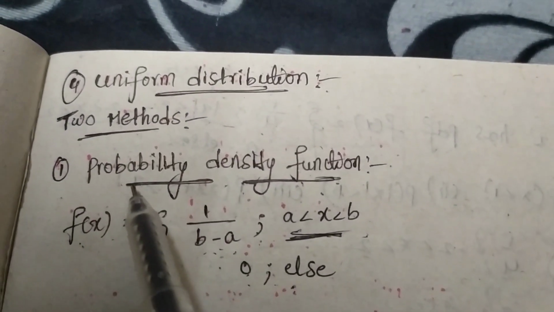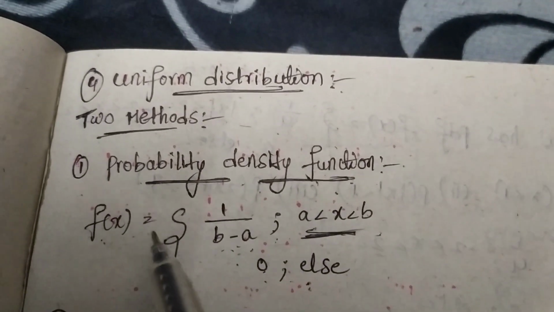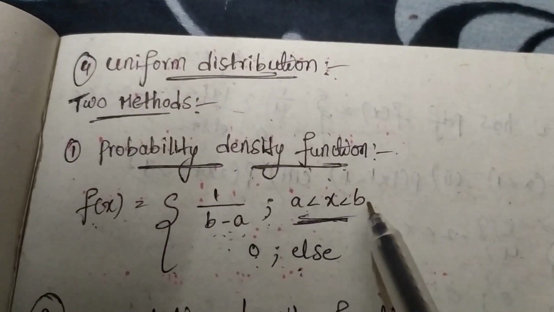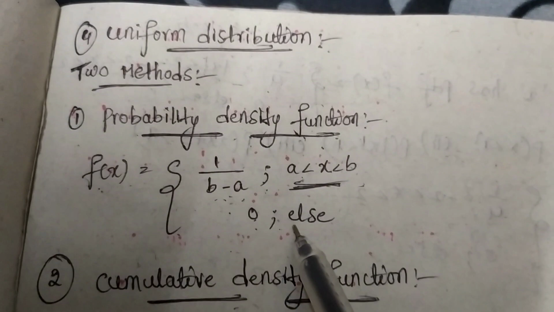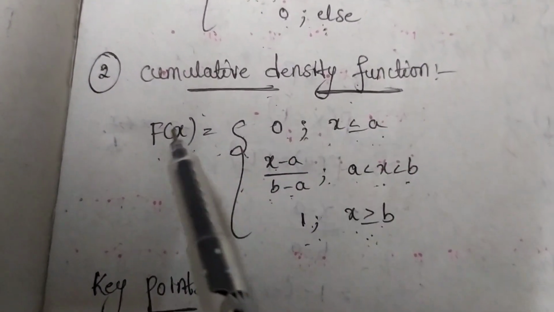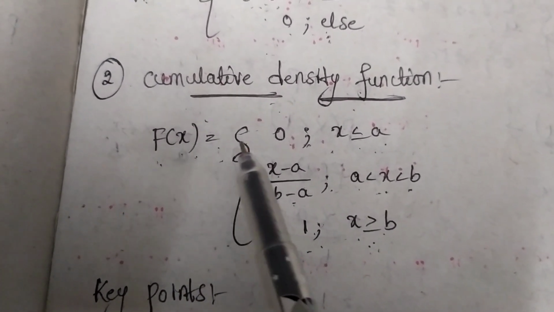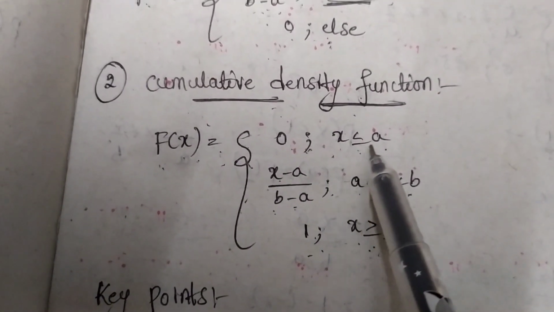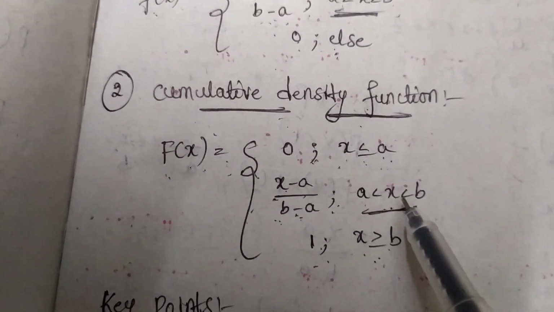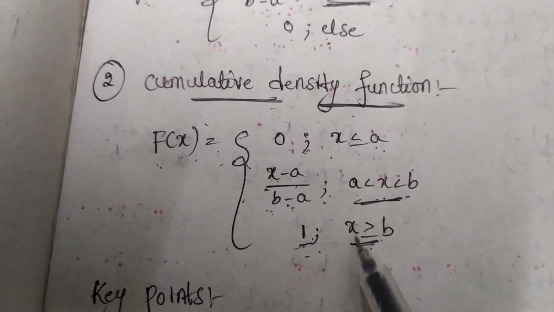The first method is the probability density function, denoted by small f of x equals 1 by b minus a for a less than x less than b, and 0 otherwise. The second method is the cumulative density function, denoted by capital F of x equals 0 for x less than or equal to a, x minus a by b minus a for a less than x less than b, and 1 for x greater than or equal to b.